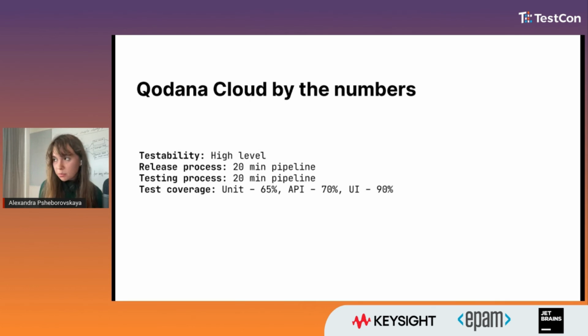First metric is testability. Testability has a really high level that allows us to set up the CI/CD execution of tests without any trouble. And also the second point, the release process. The release process has been set up as a separate pipeline and supports automated UI and API compatibility checks. So it's also, I think, a great result here.